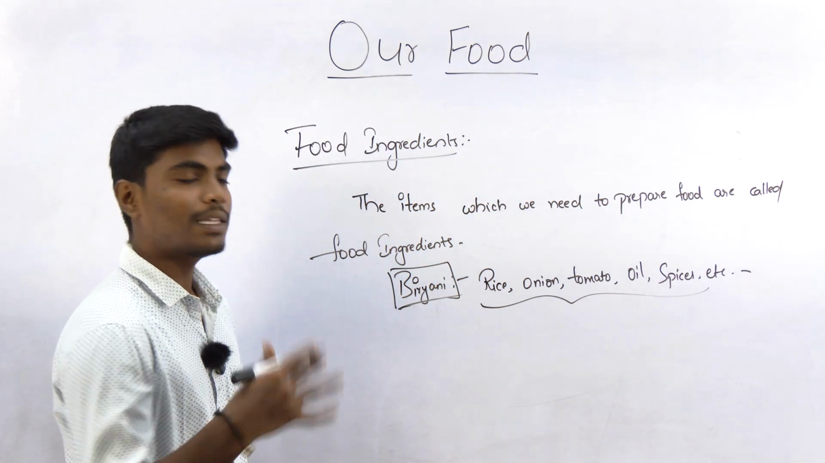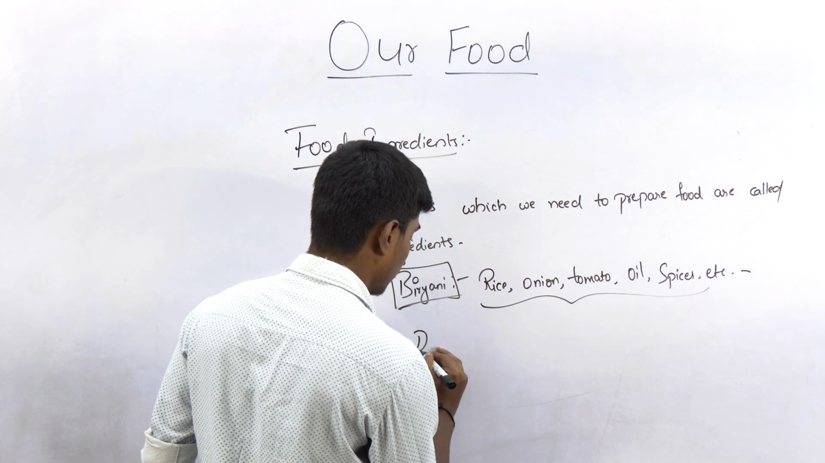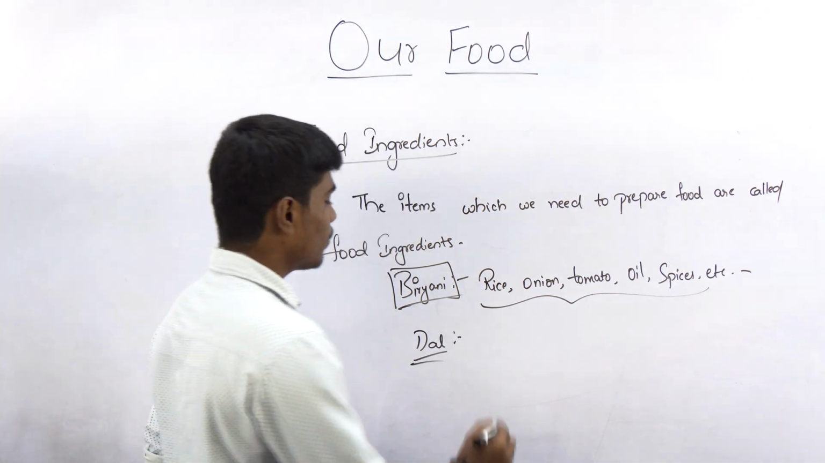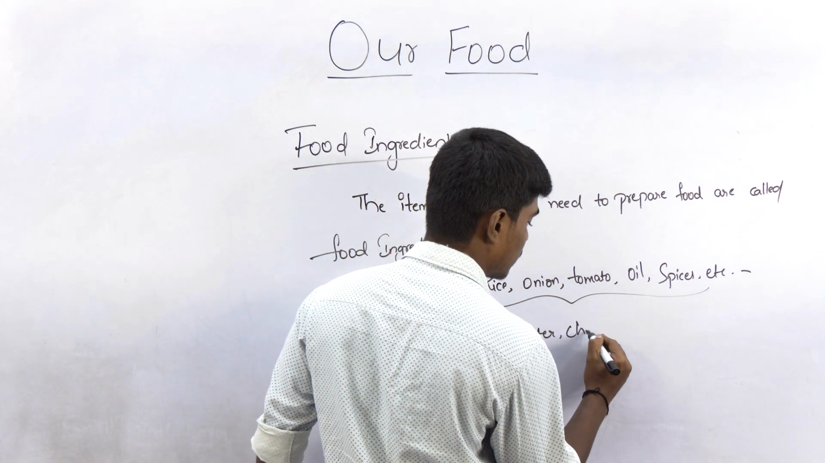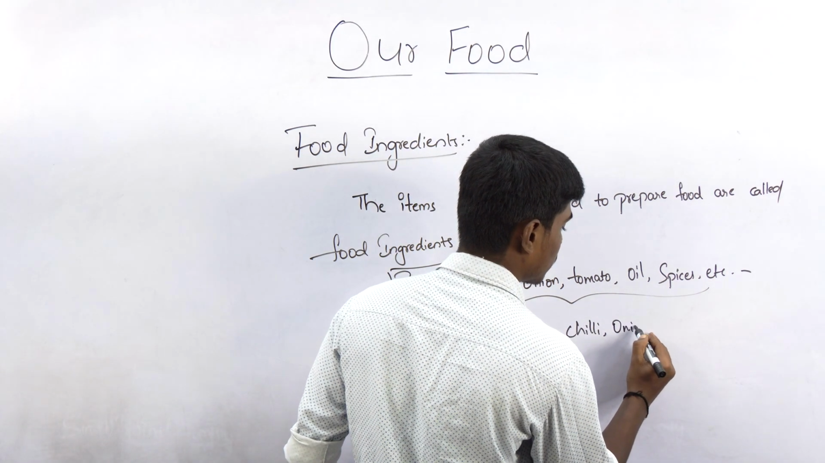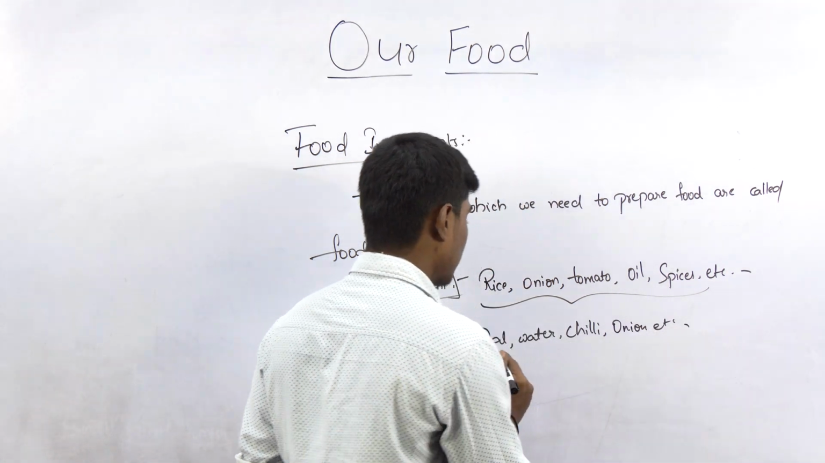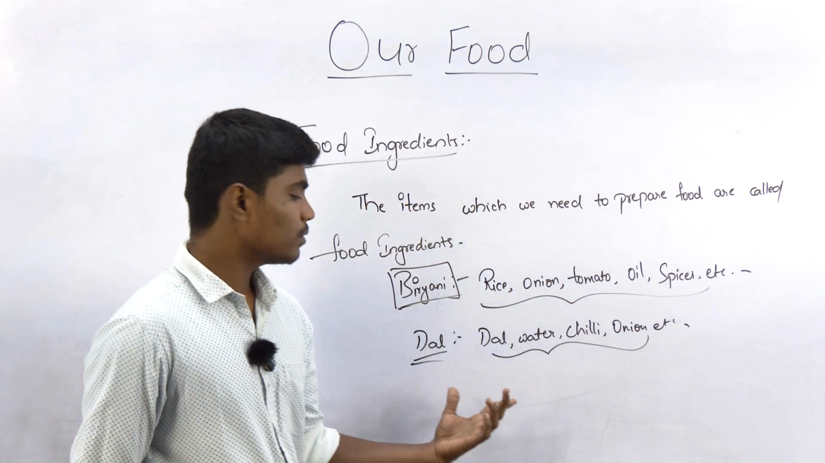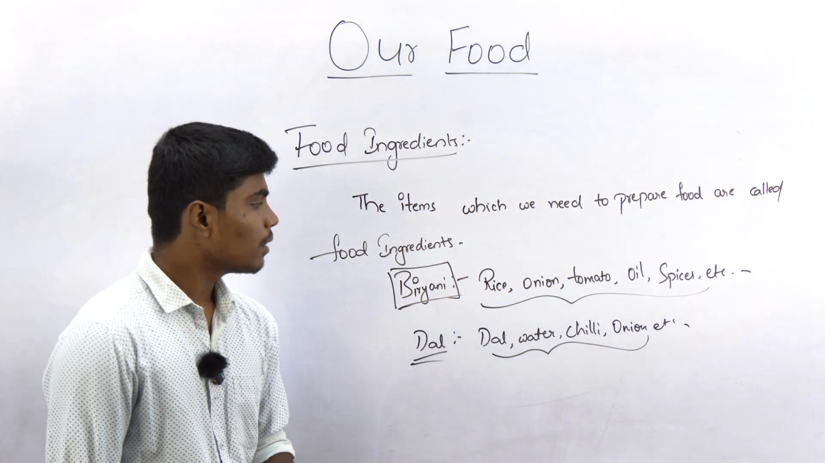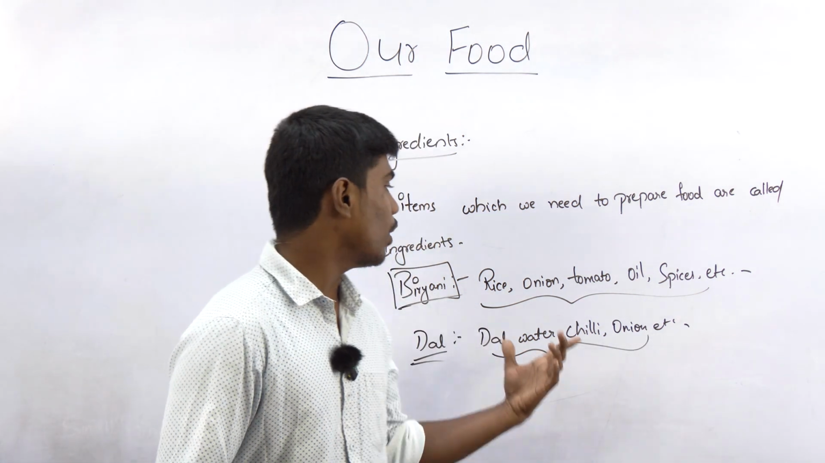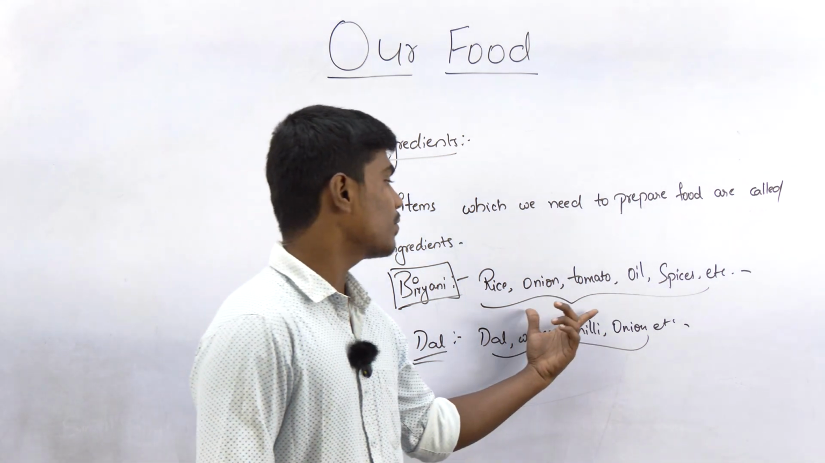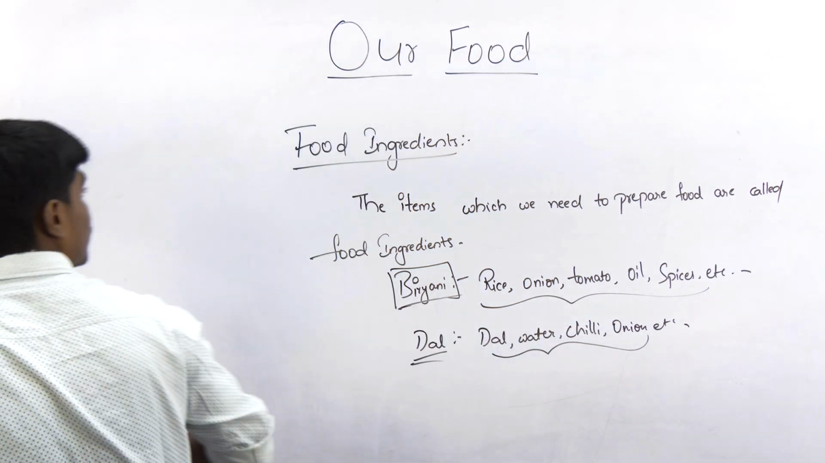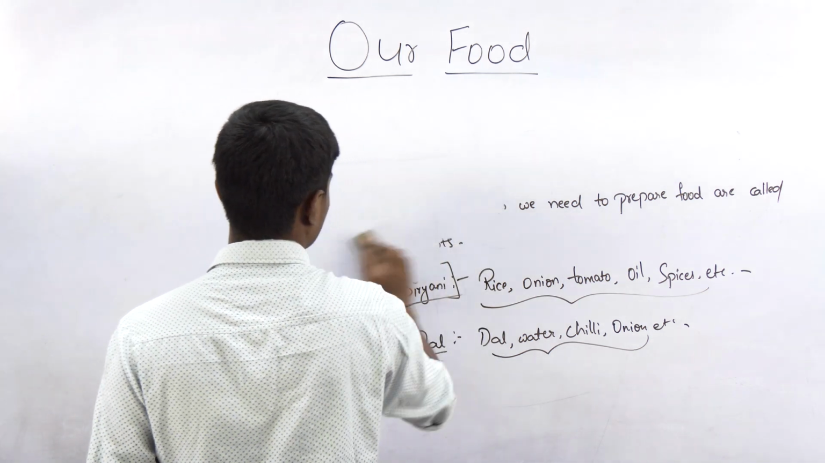Suppose we take dal. To prepare dal, we need dal, water, chilli, onion, etc. These are the food ingredients that we use to prepare dal. But have you ever wondered how we get these food ingredients? What are the sources of these ingredients? Let's discuss what the sources of food are.